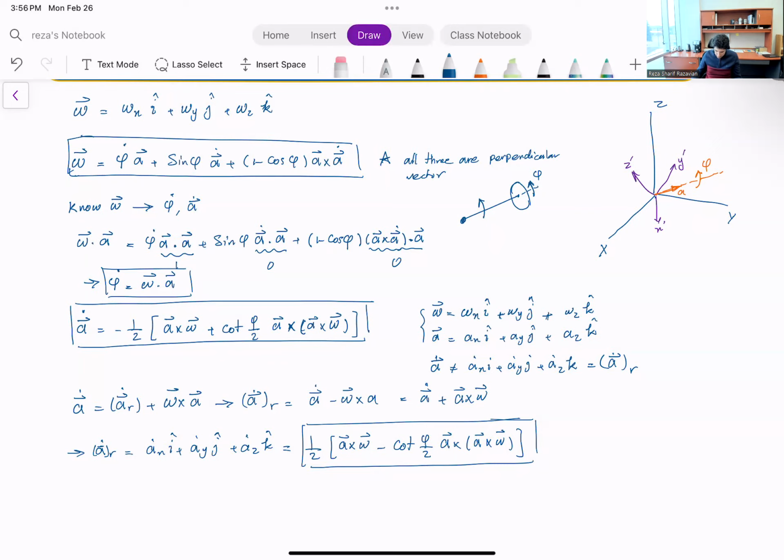So, all right, this is how you can relate angular velocities to the rate of changes of axis and angle of rotation. And the last one that remains is Euler parameters. So that would be the next video. All right, until then.